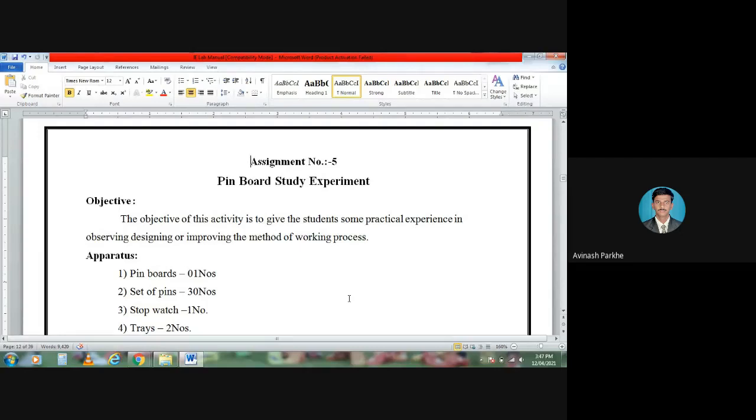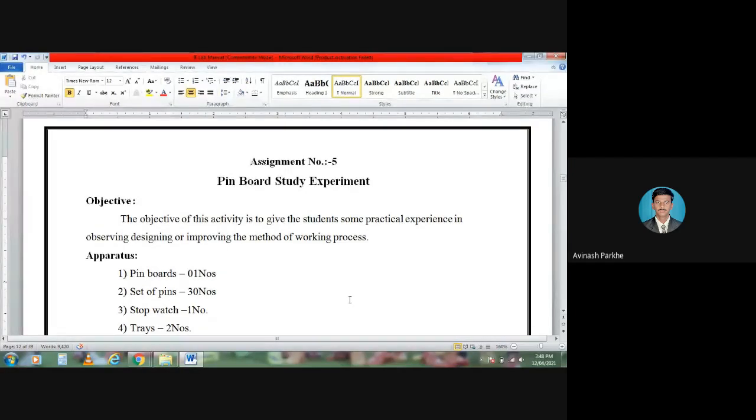Related to the method study and the time study, we discussed in the previous experiment how the method study is useful, and in that method study, how to generate the chart. It may be an operation process chart, a flow process chart, or a multiple activity chart. I explained the format of those charts in the previous practical. Which types of symbols we use for representing operation, delay, transportation, store, inspection.